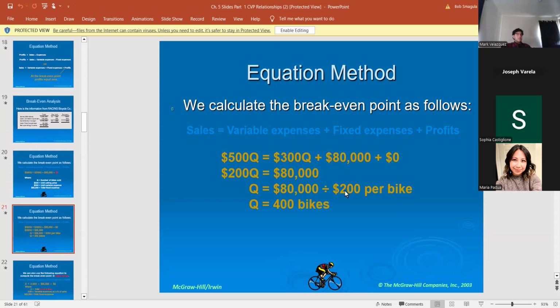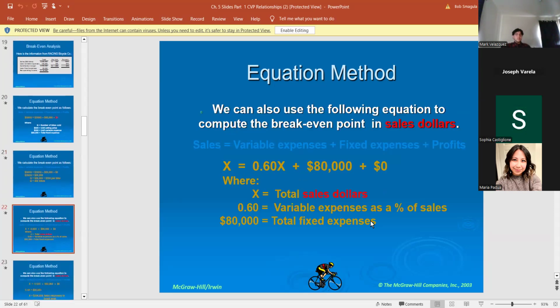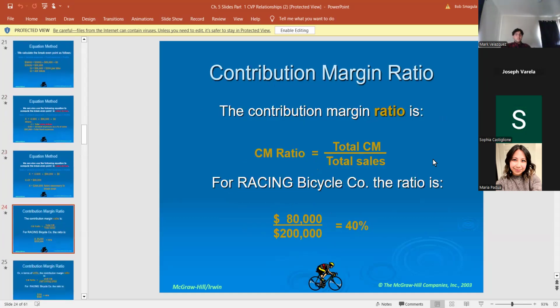And here's the formula. Again, I don't think you want to work with the formula when you see what I've got up my sleeve in a couple of slides, okay? 500 times the quantity, 300 times the same quantity gives you 200 equals 80, 400 bikes break even. We can also use this equation to compute the break even in dollars if we want. This was in units. This one is in dollars, where we take the variable cost times the units plus 80,000. Again, it's a formula I don't really think we need.